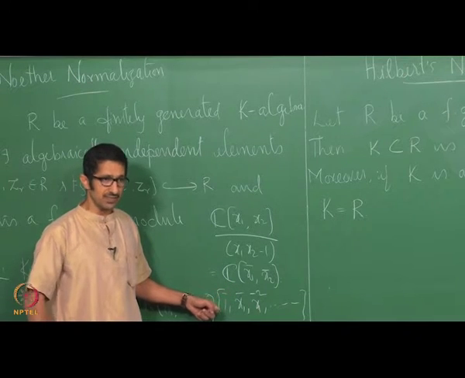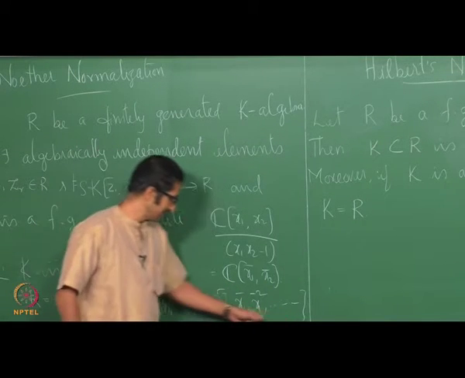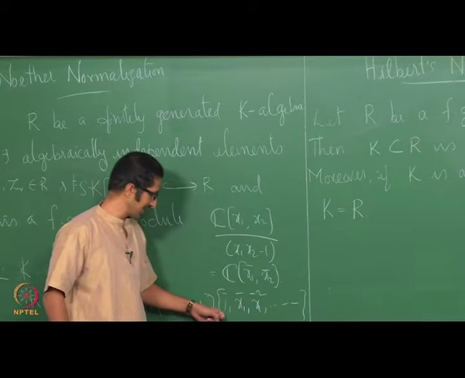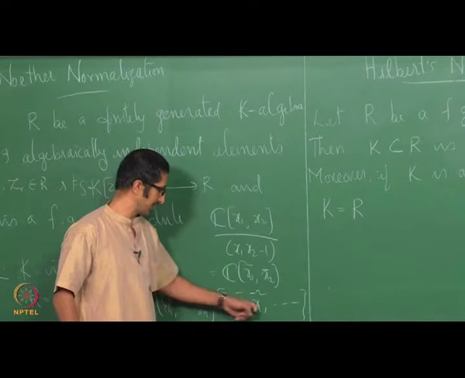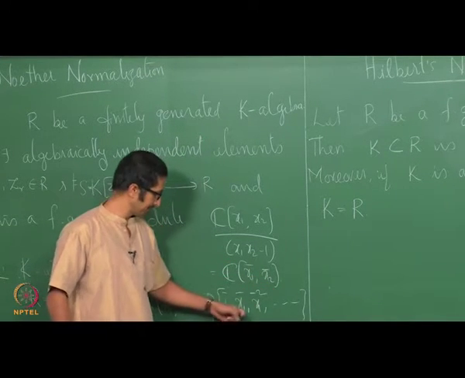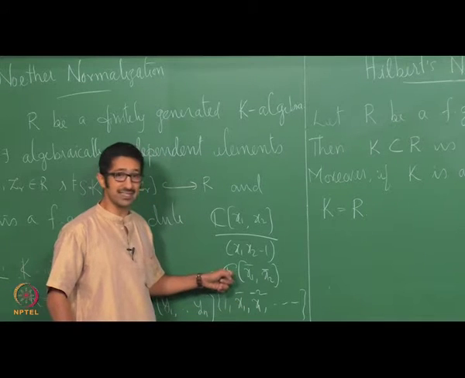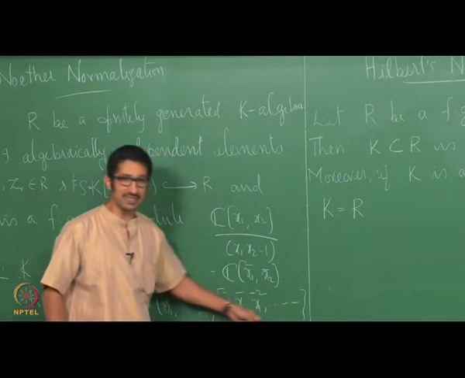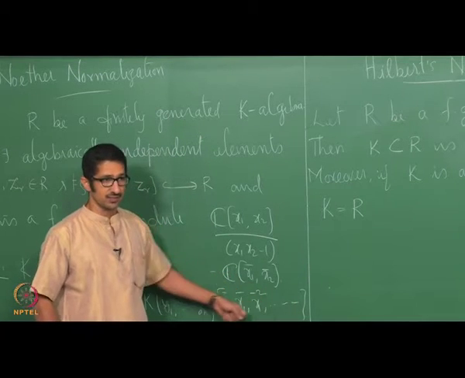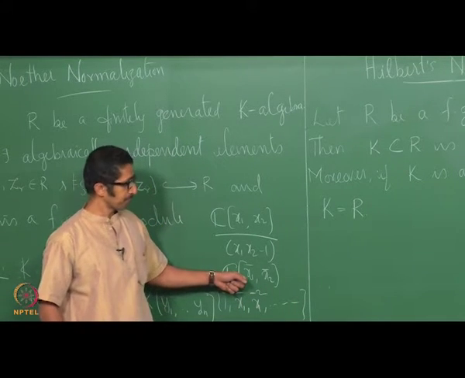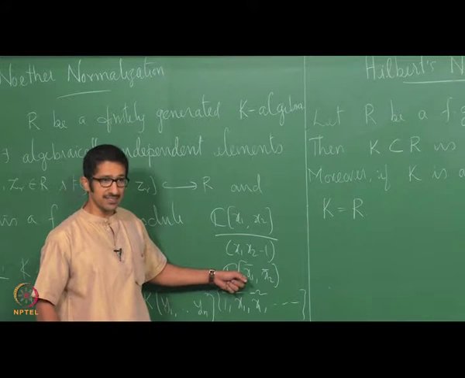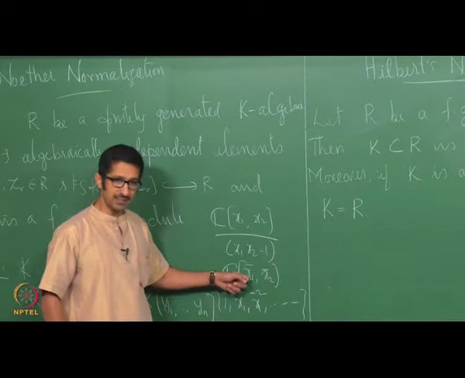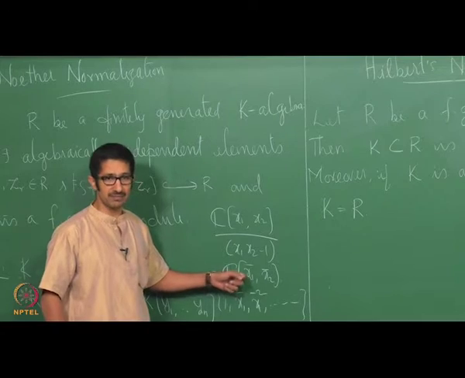There is no polynomial relation that the set x1, x1 square, up to x1 to the n satisfies over C. Over C, this is a linearly independent set. So, therefore, this is not a finite field extension. I mean, of course, this is not a field, but this is not a finite module, I am saying.